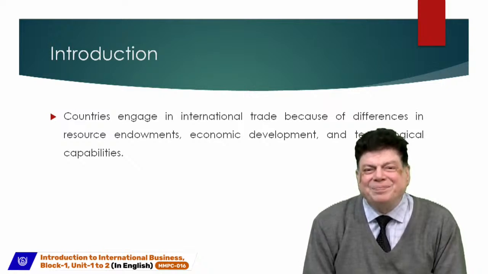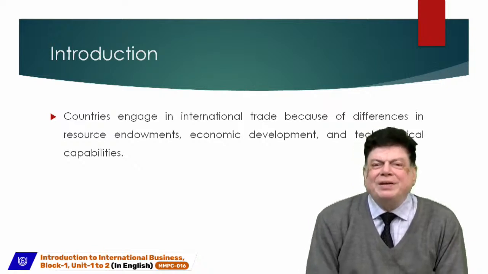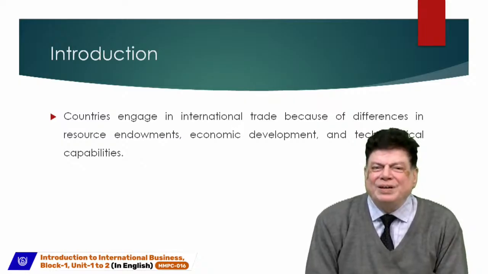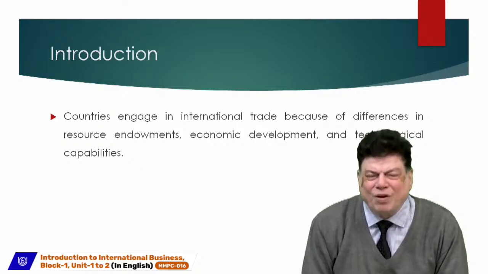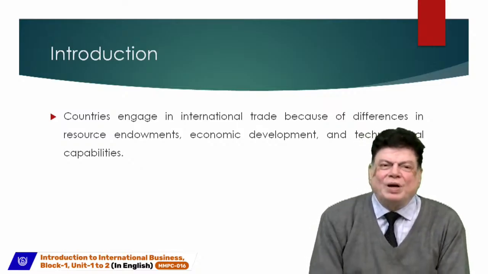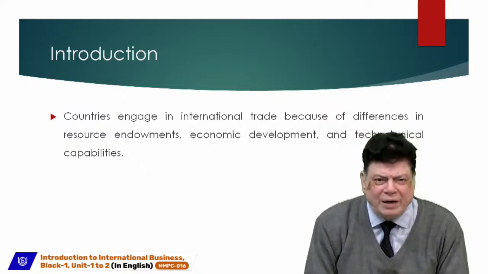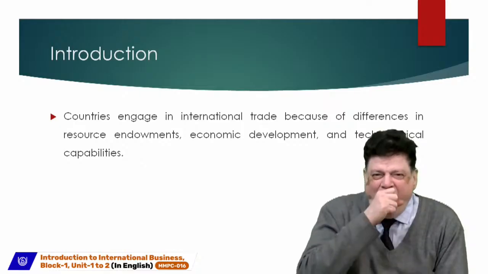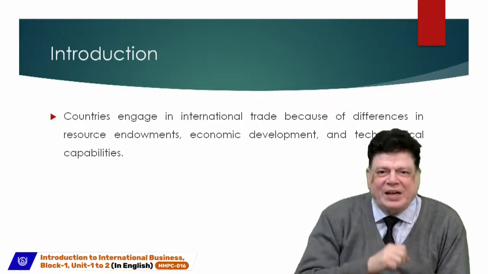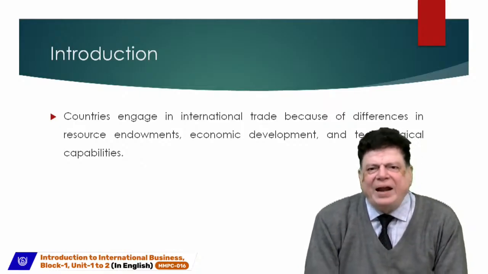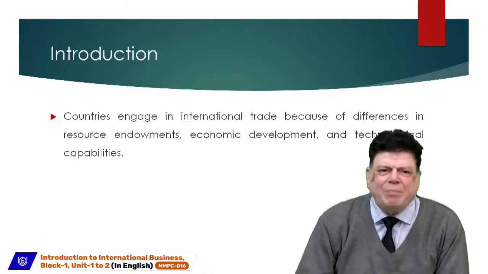You see, that is why people buy goods from abroad and then sell them. That is why they do foreign trade. So countries engage in international trade because of differences in resource endowments, economic development, and technological capabilities.